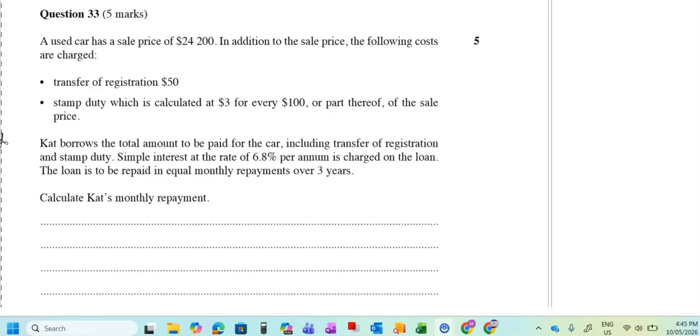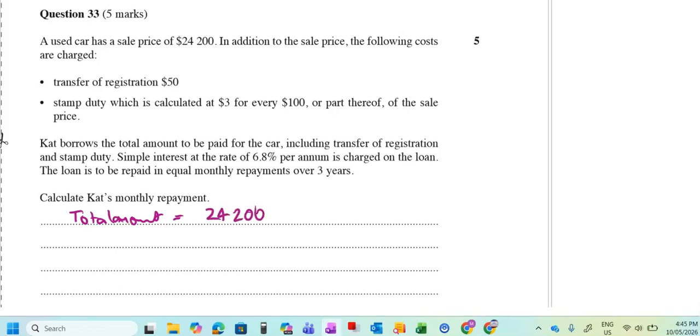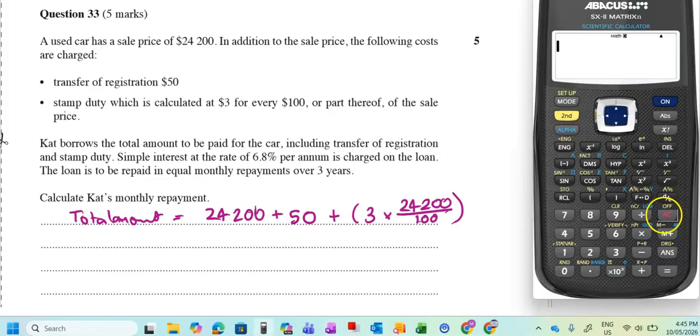Okay, so the first thing we need to do is work out the total amount that's going to be paid. So the total amount is going to be the purchase price of $24,200 as well as $50 which covers the transfer of registration, plus we're going to pay $3 for every $100 of the sale price. And I notice it's already a factor of 100, so this is going to work. I'm going to throw all of this in the calculator.